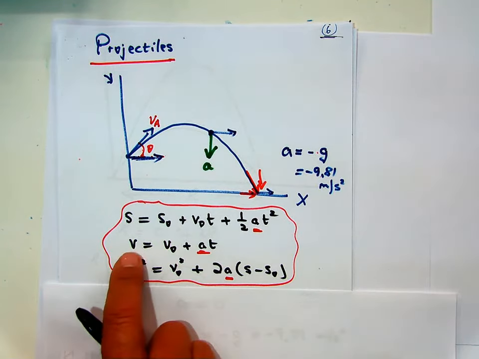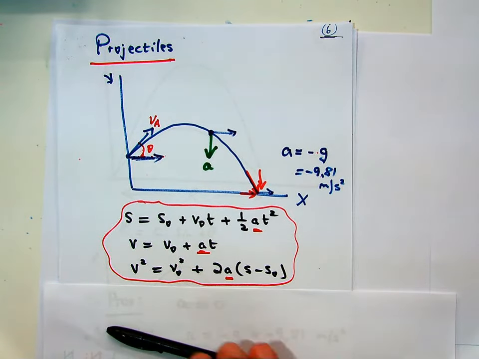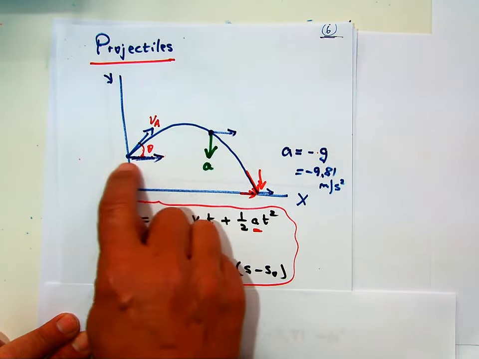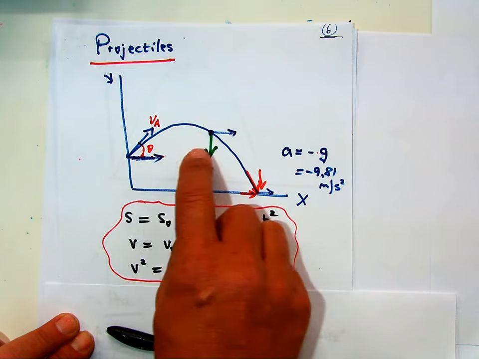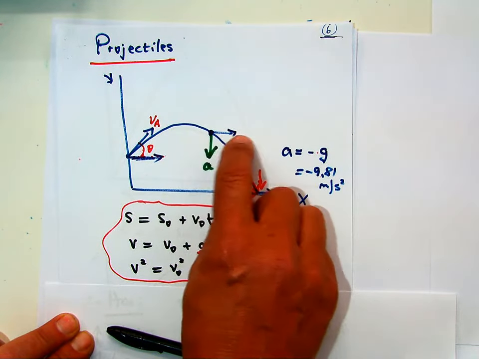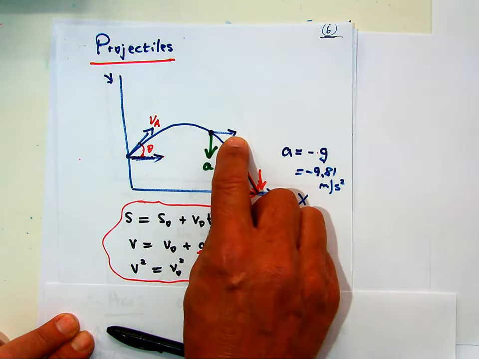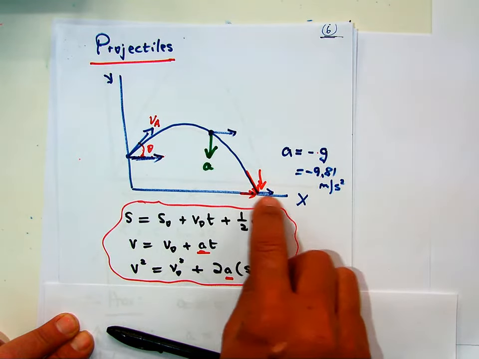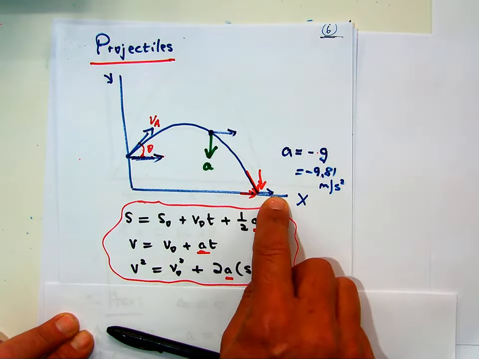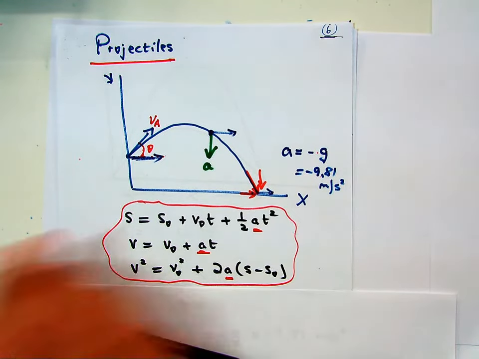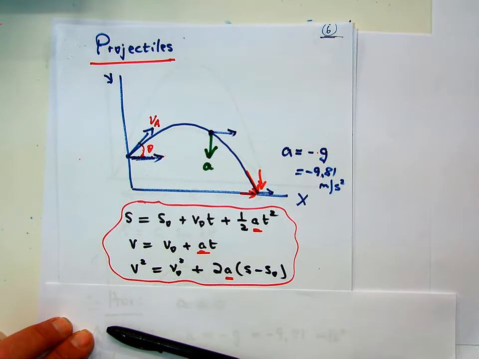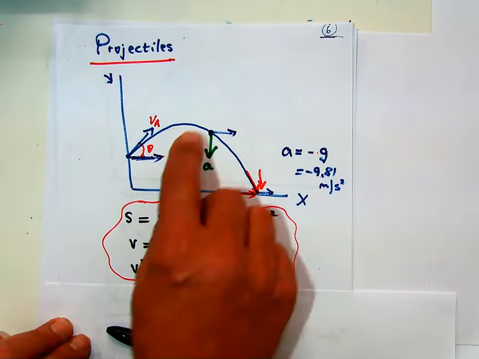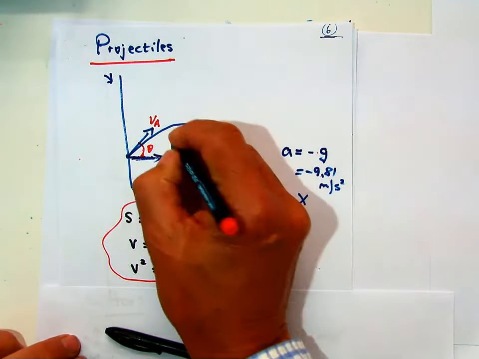Okay, these equation 2 and equation 3 mean the horizontal velocity stays constant. So here your horizontal velocity is v0 cos theta. And over there, your horizontal velocity is also v0 cos theta. And over here, your horizontal velocity is also v0 cos theta. The horizontal velocity stays the same. There's no force acting in the horizontal direction, so the horizontal velocity stays the same. What do you know about the point right at the top?